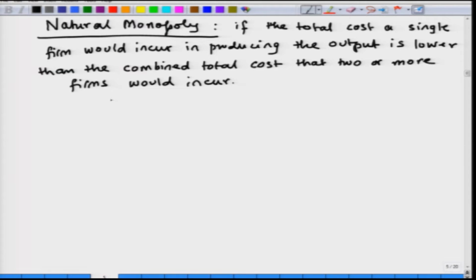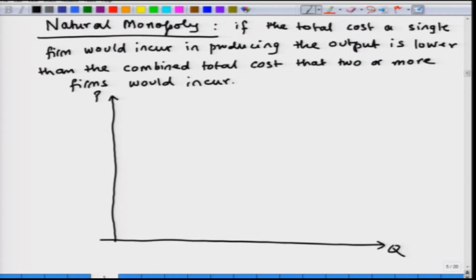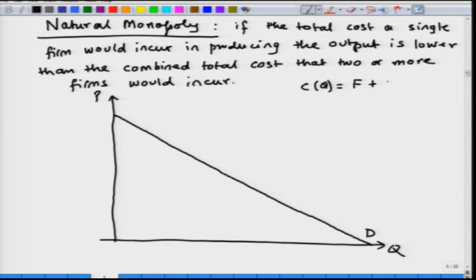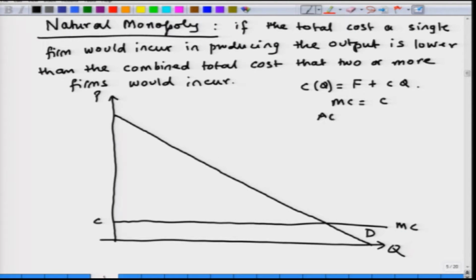Consider a case where you have quantity and price, where we have a demand curve D. And let us take a particular form of cost structure, where the total cost, let us say, is F plus C times Q. This would imply that the marginal cost, which is the change in cost resulting from a change in output, dC dQ, is a constant C. So, the marginal cost would be a constant C, and the average cost would essentially be F over Q plus C.